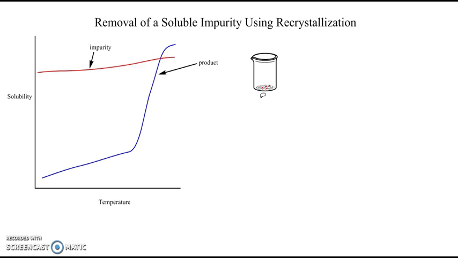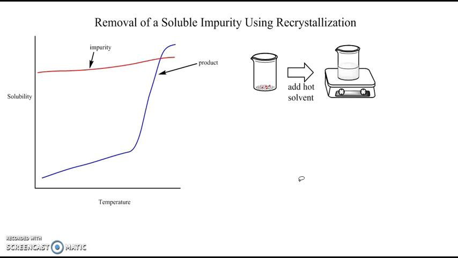In this case, we take our solid product with our solid impurity, and we add solvent to the mixture. And it's going to be not a lot of solvent. It's going to be the minimum amount of hot solvent. We want to do this warm, hot. And you generally want this solvent to be close to its boiling point. You're not going to add it all at once.